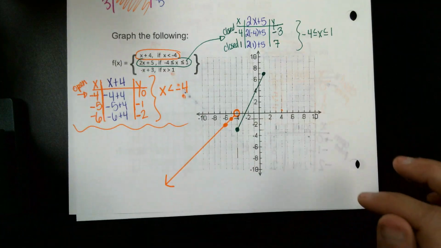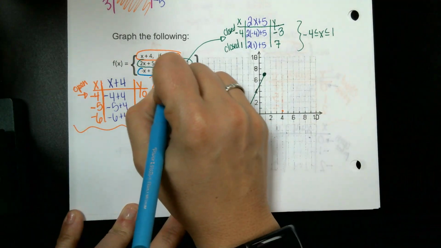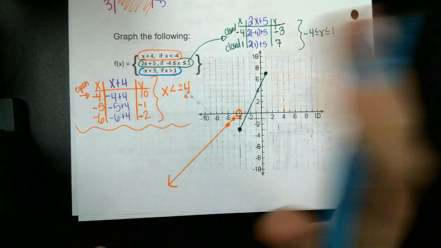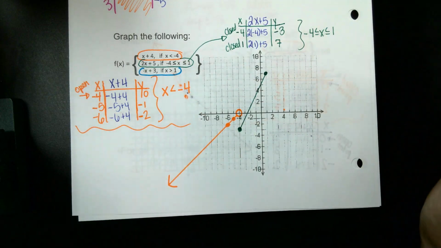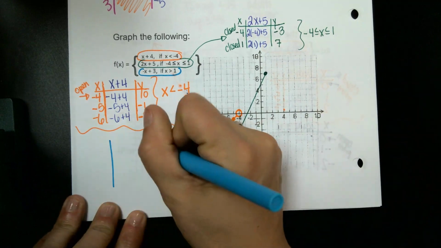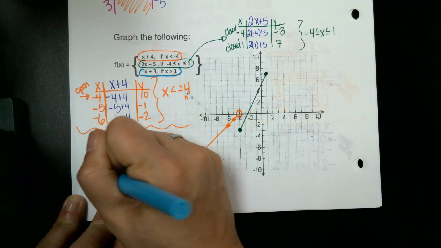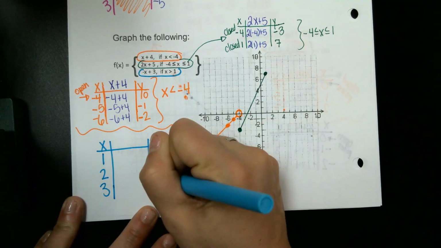Then our last piece is for any number greater than 1. Since it's for anything bigger than 1, we have to do 3 numbers, and this will keep going. So we will put an arrow on the end. So we have X, we have Y. We're going to start at 1, and we're going to go bigger. So it's like 1, 2, 3.